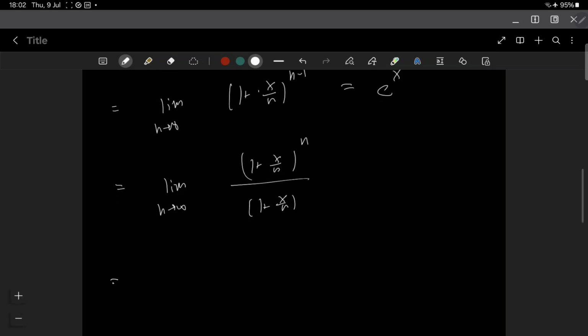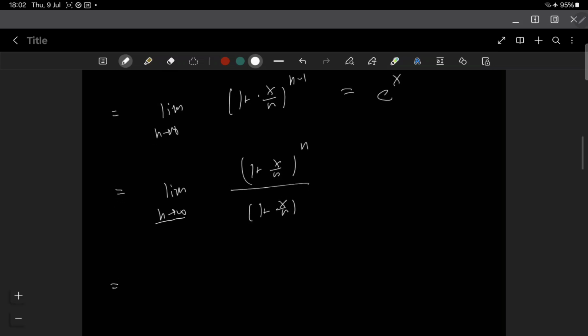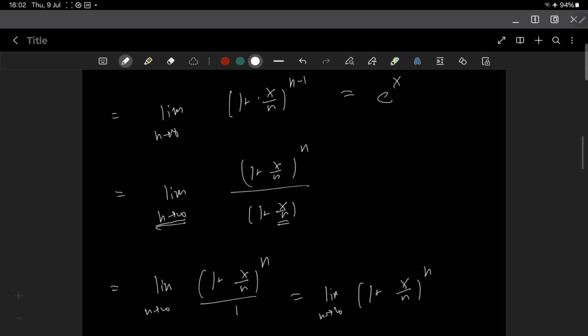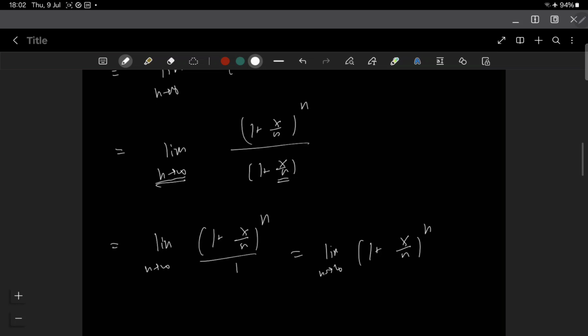And now what we notice is that if n goes to infinity, x over n goes to 0, right? So this is just going to be 1 plus x over n to the power n divided by 1, which is just 1 plus x over n to the power n in the limit as n tends to infinity. Forgot to write limit as n tends to infinity. And that's it. That's the definition of the exponential function. So we saw that the derivative of the exponential function is just itself.